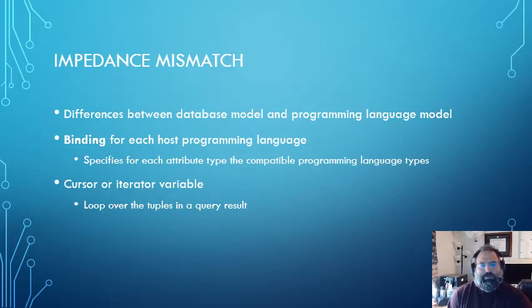The impedance mismatch is a common problem that deals with database languages and programming languages. It's a difference between database models and the programming language. A binding for each host programming language may be created or used. It specifies for each attribute type the compatible programming language types and essentially maps between the two. A cursor or iteration variable is a way of looping over a set of tuples in a query result. The impedance mismatch is a very big problem.